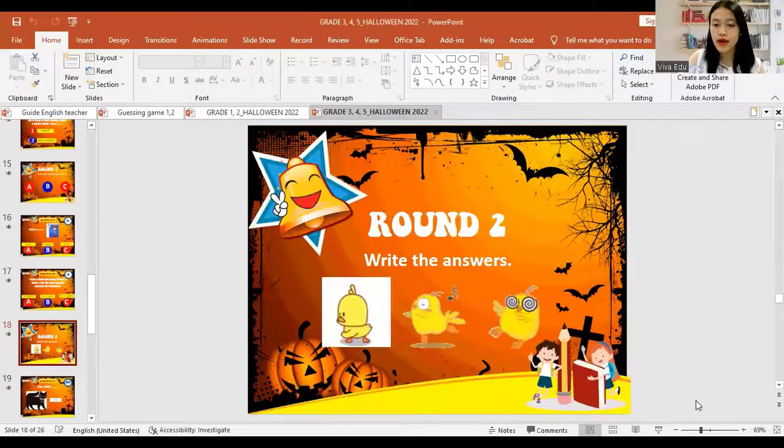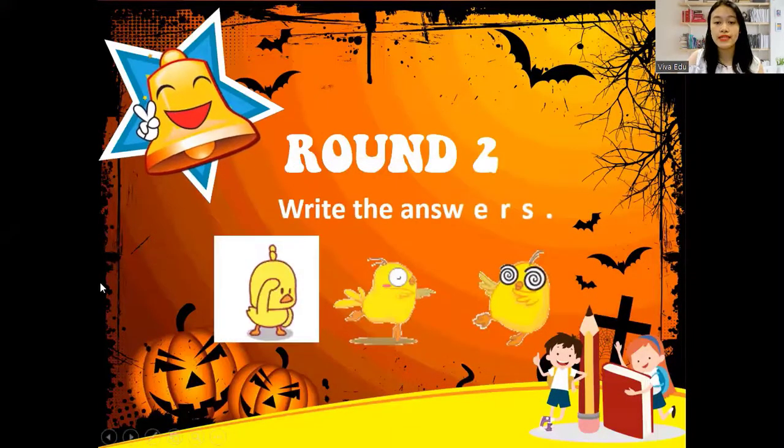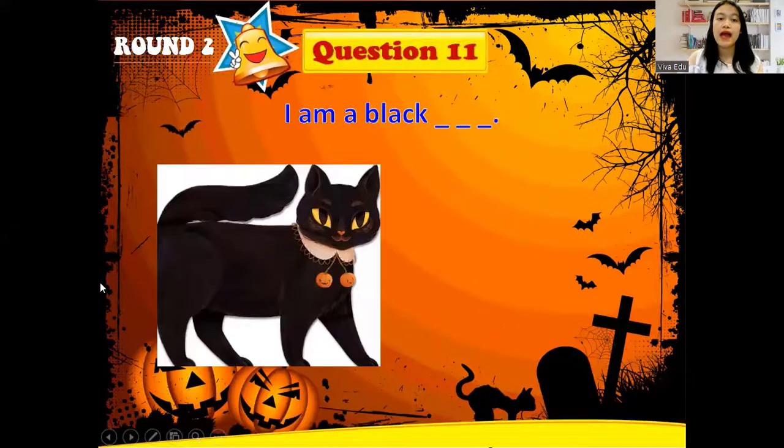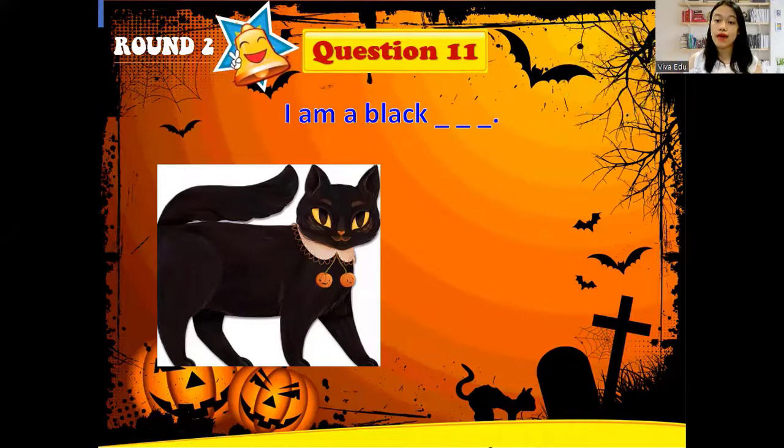Yes, this is round number 2. In round number 2, they will write the answer like this. "I am a black." And for this one, they have to write a word, write the answer, like this, okay? And for this one, they will have 20 seconds to give the answer. Look, the time will count down for 20 seconds.